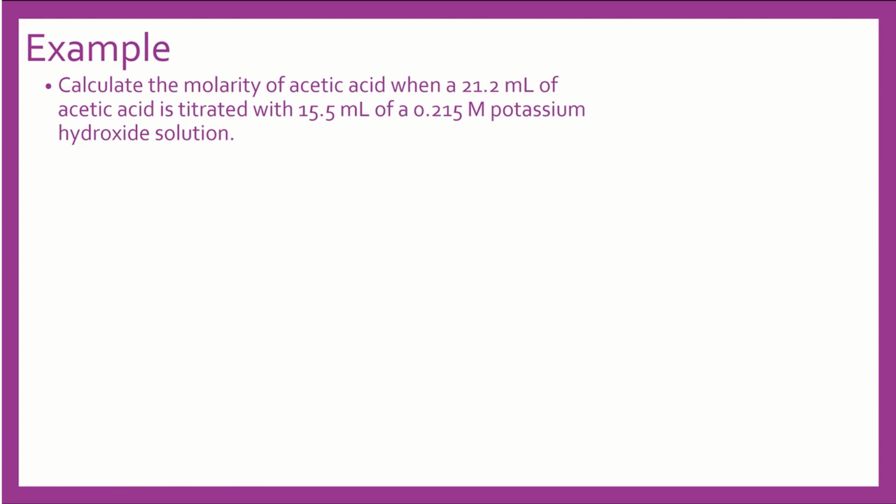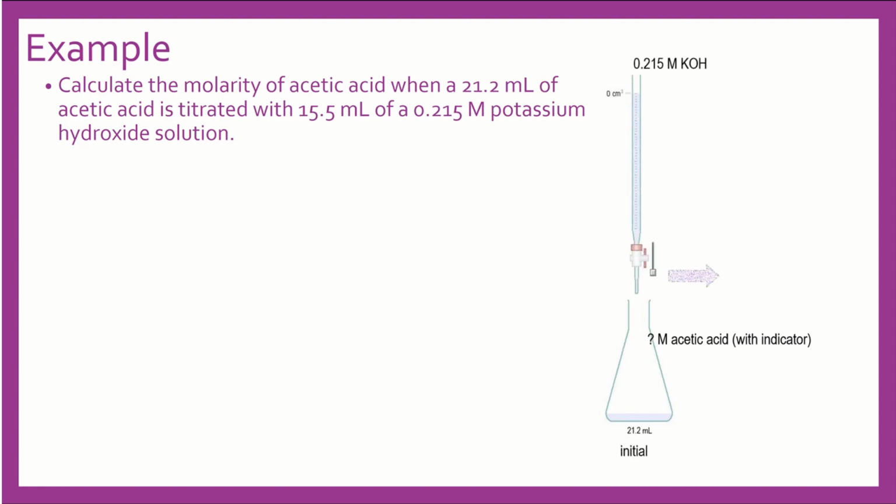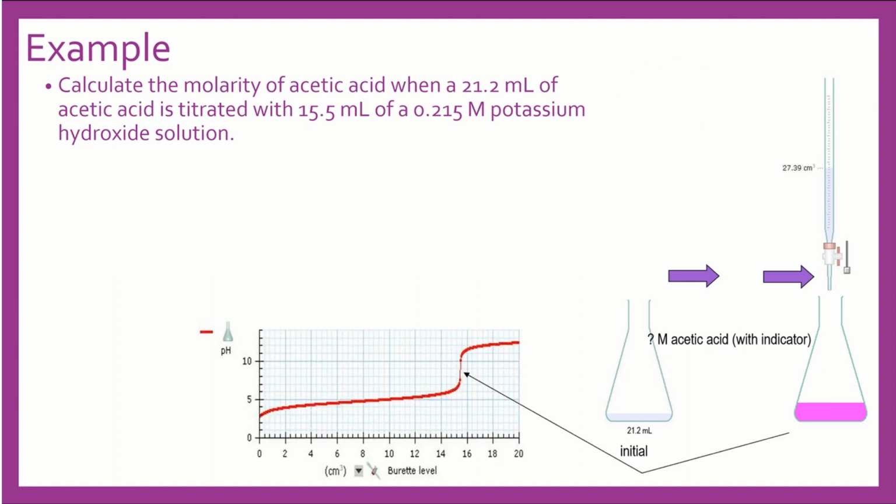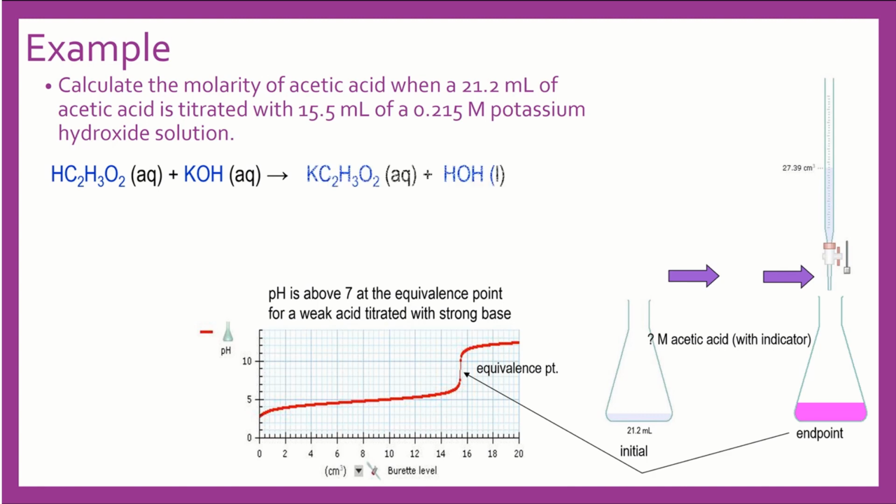All right, one more example for you. Calculate the molarity of acetic acid when 21.2 milliliters of acetic acid is titrated with 15.5 milliliters of 0.215 molar potassium hydroxide. We're going to go through the titration. We have the end point, which is hopefully equal to the equivalence point.